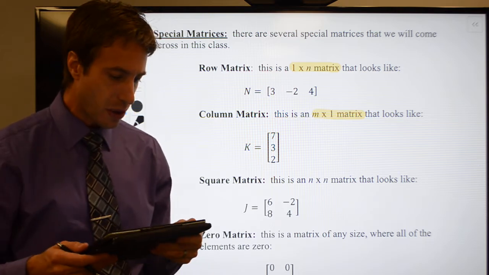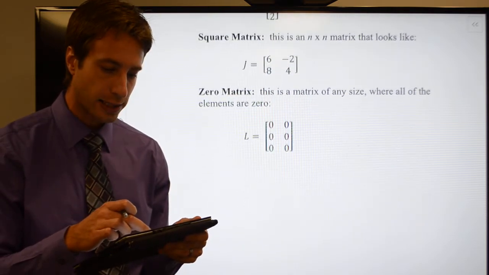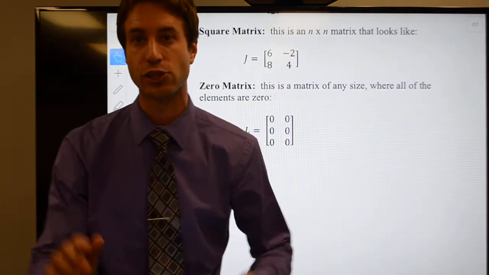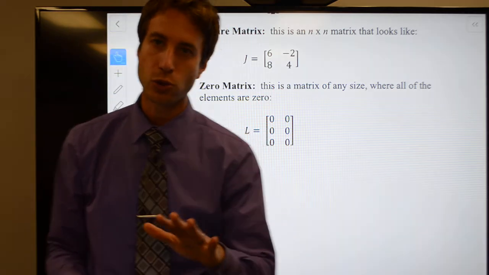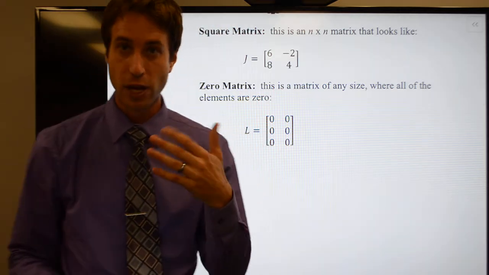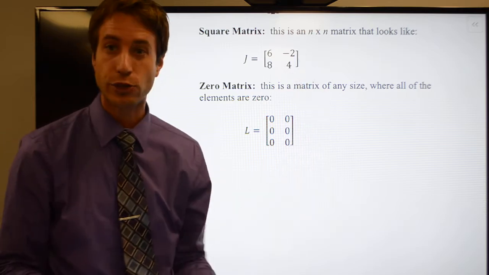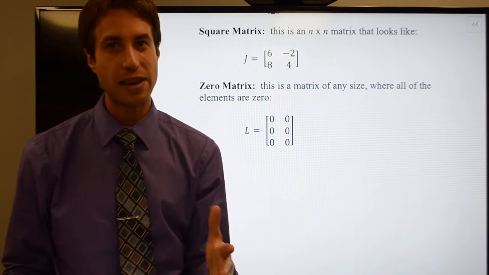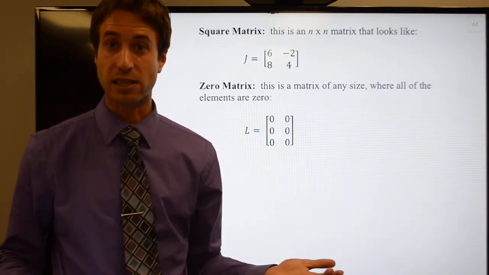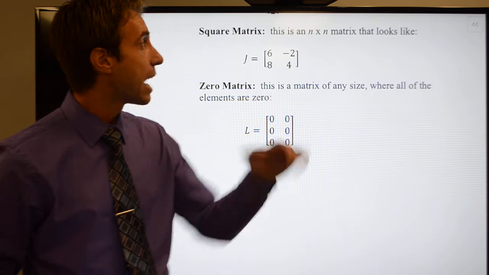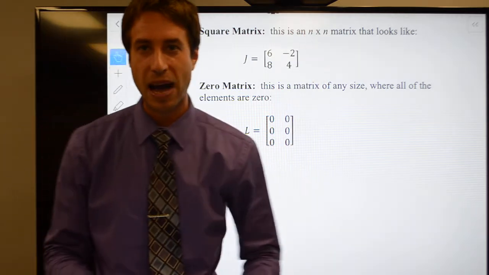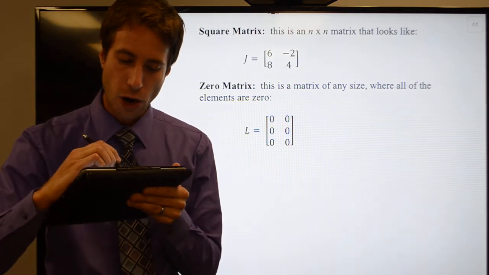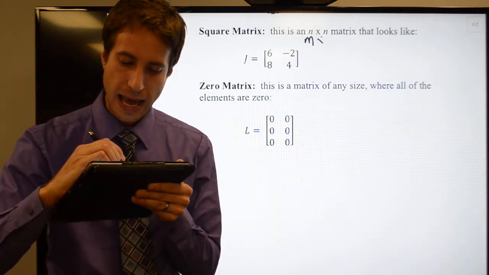A really important one that we're going to look at a lot in this course is the square matrix. We actually saw one on the previous page of the notes, a 3 by 3 square matrix. We can also have a 2 by 2, 4 by 4, 5 by 5. As long as the number of rows and the number of columns are the same, it's a square matrix. In this case, what we have here is n by n. You could just as easily call it m by m.